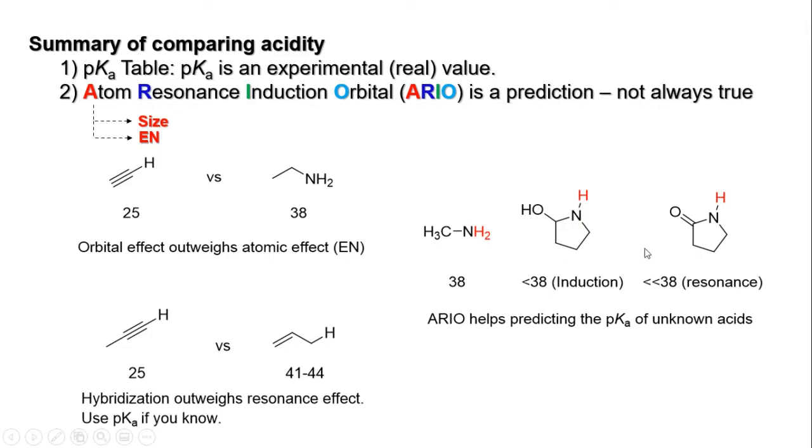All right. Anyway, my point is, if you know the pKa value, use the pKa value first. If you don't know it, in this case, use OREO, size, electronegativity, resonance, induction, orbital, to help you predict the acidity of an acid. Okay.